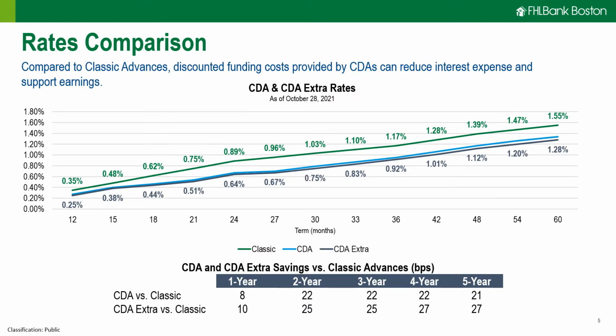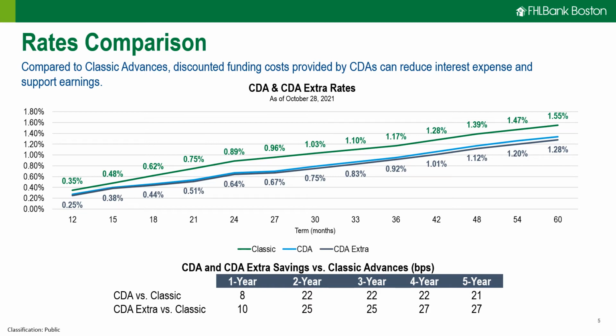I mentioned that the CDA products are lowest cost advance products, so I just want to put some numbers behind that to give you some perspective on how much savings we're talking about. So the rates here were pulled October 28th of 2021, and this graph on the top is showing different rates across the term spectrum from 1 year out to 5 years, with the green line showing our classic advances and the different shades of blue showing CDA and CDA Extra.